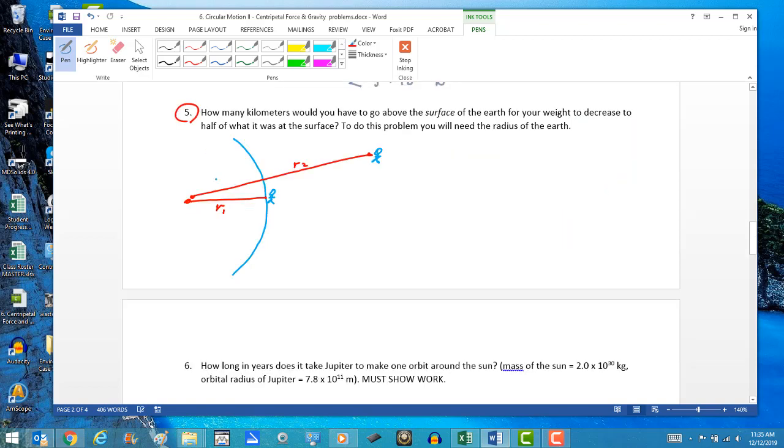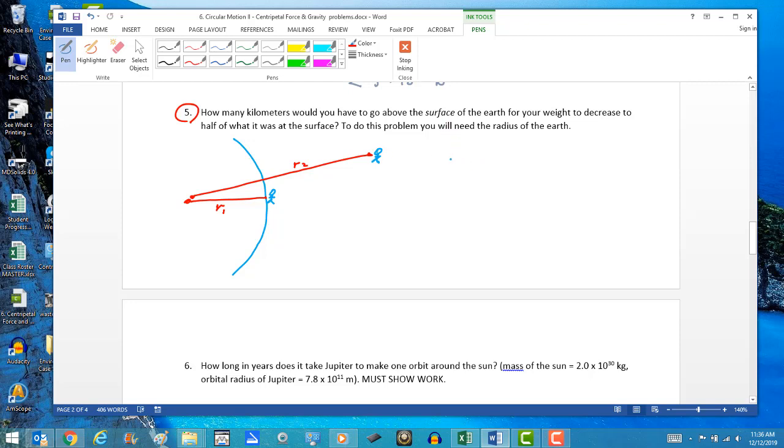Question 5 has kind of a small trick to it. I think the diagram would look something like this. Here's you at the surface of the Earth, and here's you somewhere out in space. And you're trying to find out how many kilometers above the surface, in other words R2 minus R1, you would have to be for your weight to decrease to half of what it was at the surface.